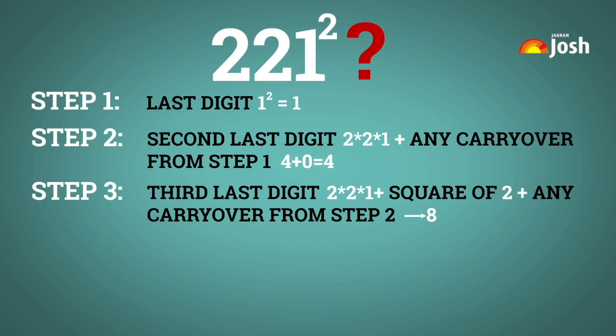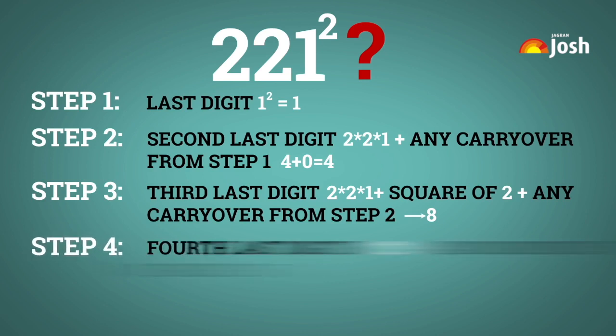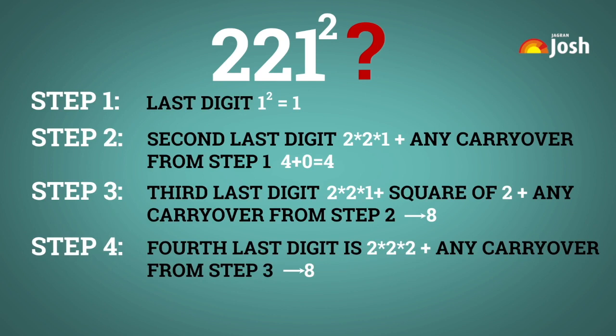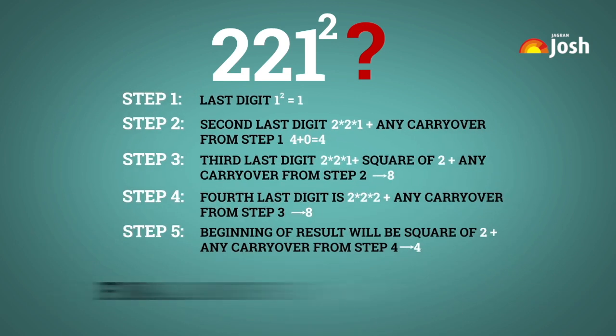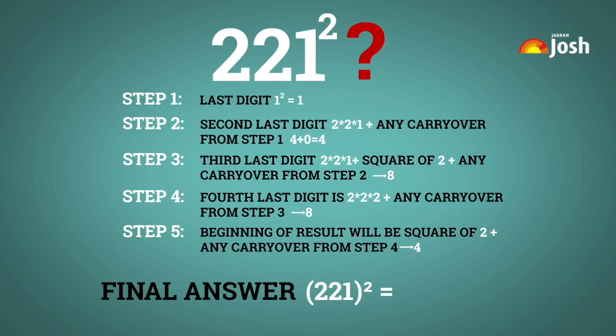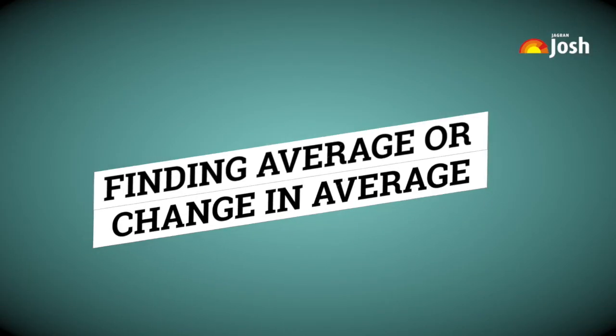The next step is step 4. The fourth last digit is 2 into 2 into 2 plus any carryover from step 3. The answer over here would be 8. Step 5, which is the final step, is the beginning of result will be square of 2 plus any carryover from step 4. Hence the answer of step 5 is 4. And hence your final answer would be the square of 221, which would be equal to 48841.